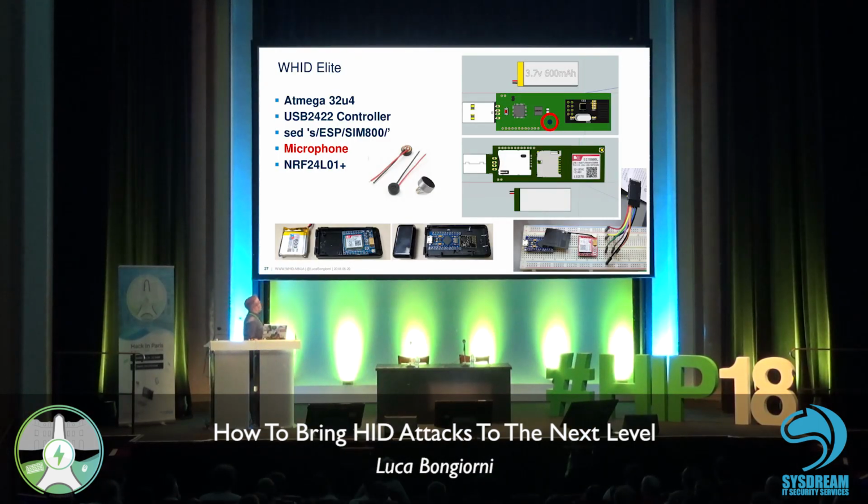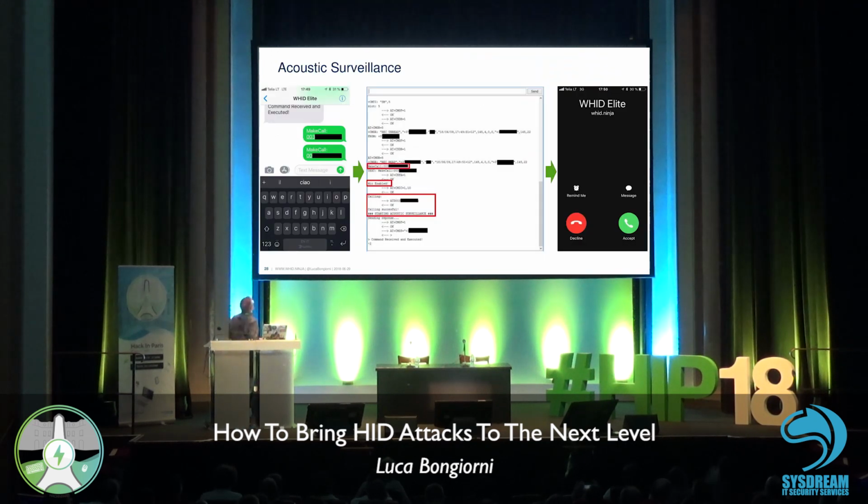Another thing I added: since we have a GSM or anyway a mobile network baseband, we have microphone capabilities. So I thought, yeah, why not? Acoustic surveillance. By adding a microphone, we can easily make a call: send the number of the attacker or anyone that wants to be called from WHID Elite. WHID Elite will receive the command, enable the microphone, and then start the acoustic surveillance by calling back the attacker's control number. So you will also be able to listen to conversations around. That's not enough.